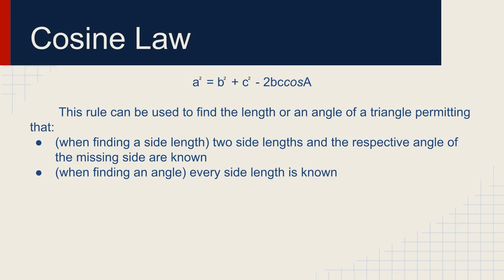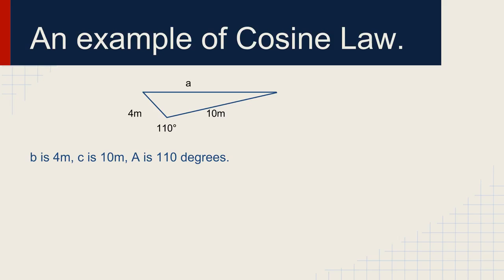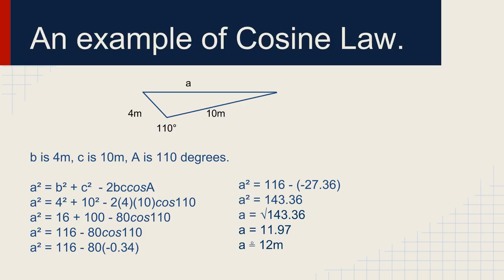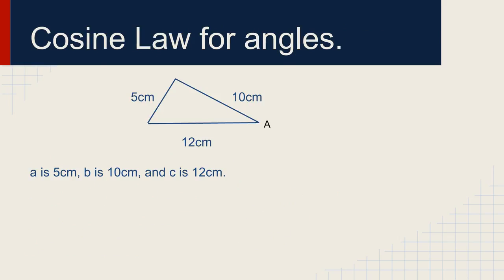So here's one example of cosine law. b is 4 meters, c is 10 meters, and A is 110 degrees. We are trying to find a. The product of a squared, therefore, would be 143.36. Square root this number, and we have our final answer for a, 11.97 meters, or rounded off to 12 meters. And here's an example to find angles through cosine law.